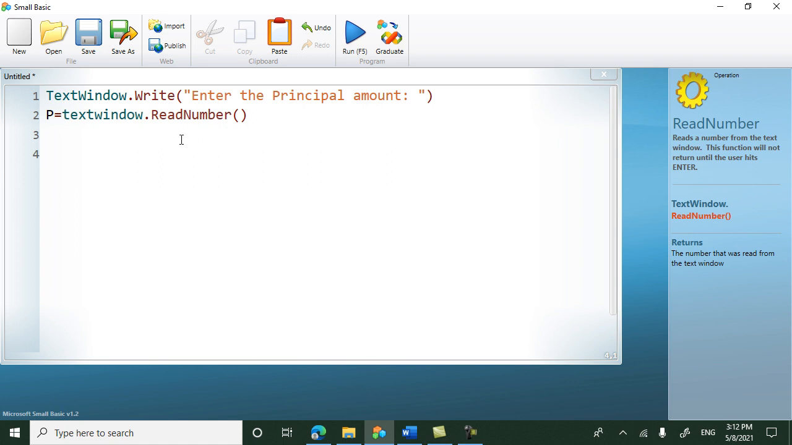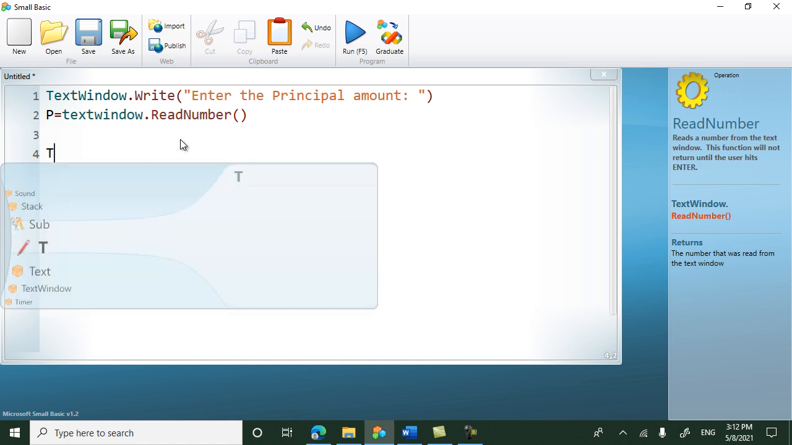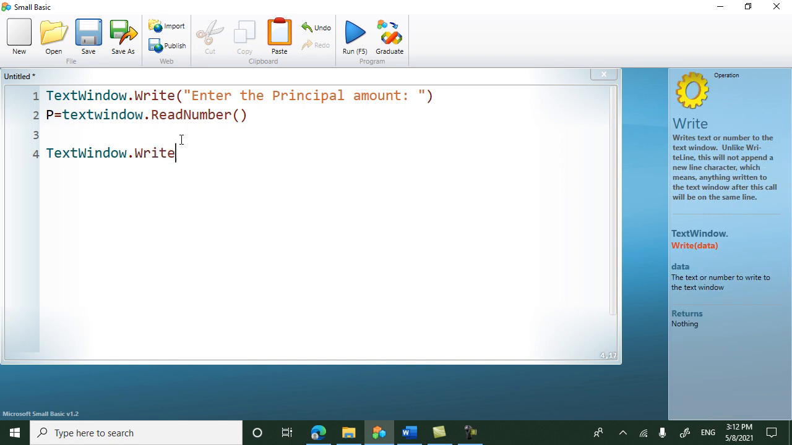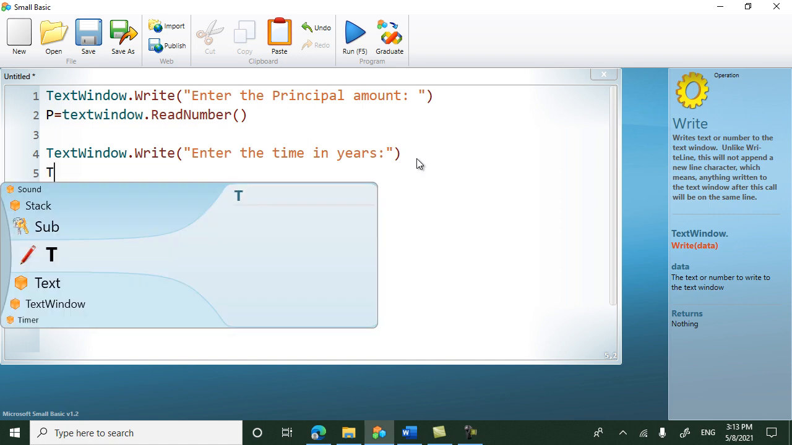Now we will input for how many years the interest will be calculated, because the banks calculate interest after every year. The time I am storing in the variable T.